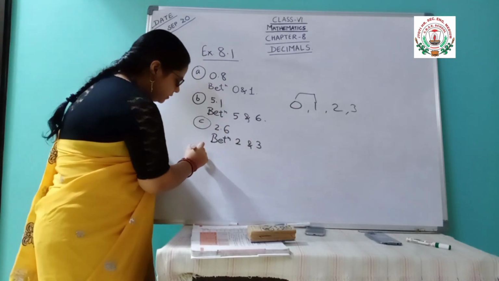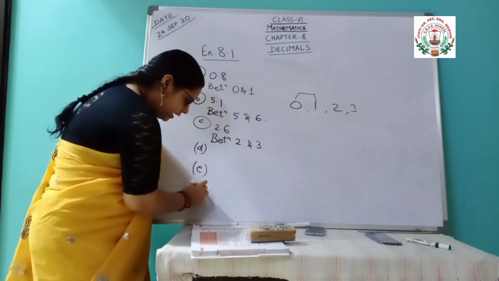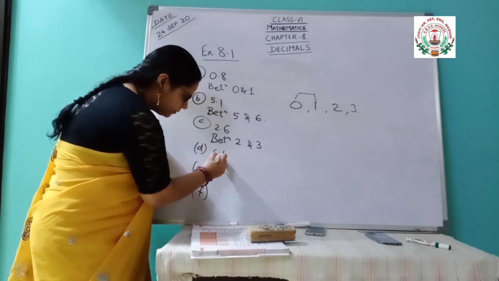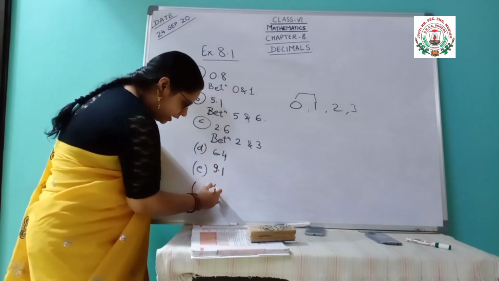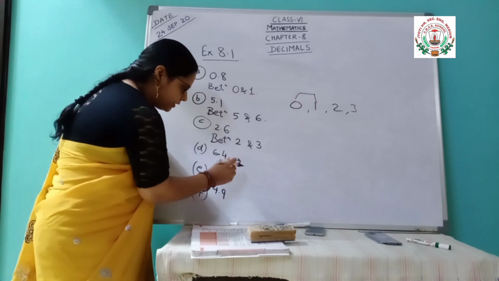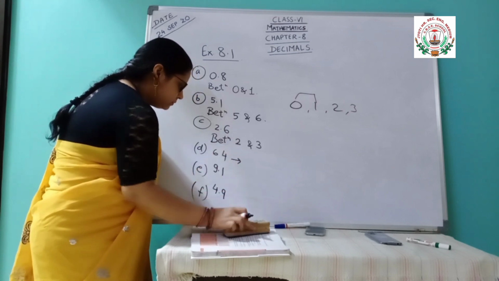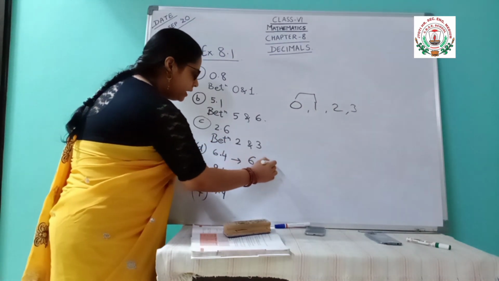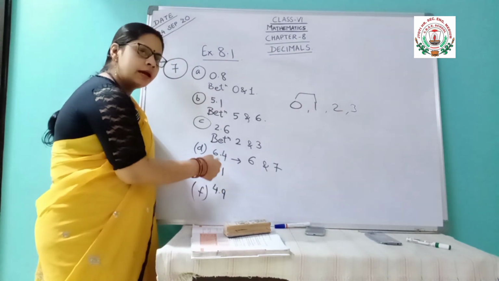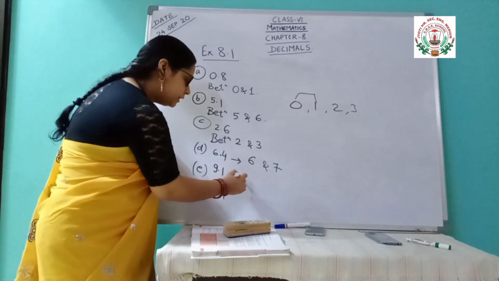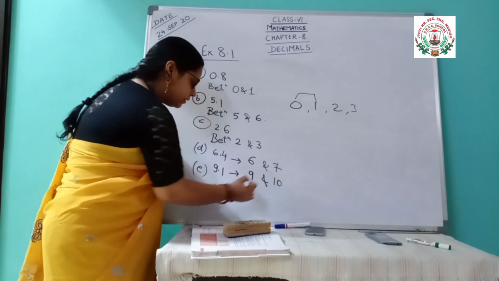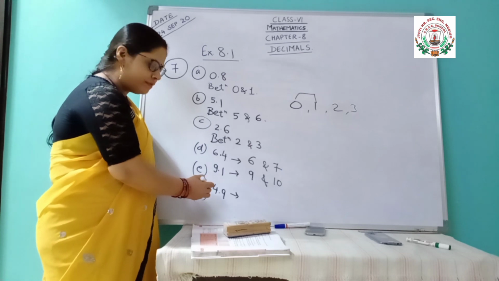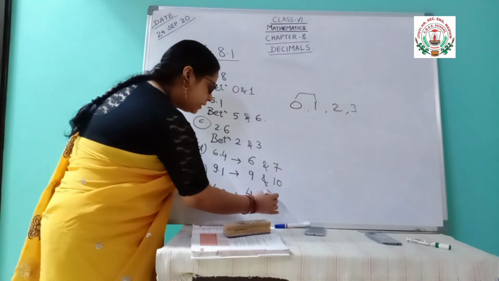So like that D, E and F parts. D is 6.4, E is 9.1 and F is 4.9. So 6.4 will lie between more than 6 but less than 7. So 6 and 7. 9.1 is more than 9 and the next number is 10. So it lies between 9 and 10. 4.9 is more than 4 but less than 5. So this lies between 4 and 5.